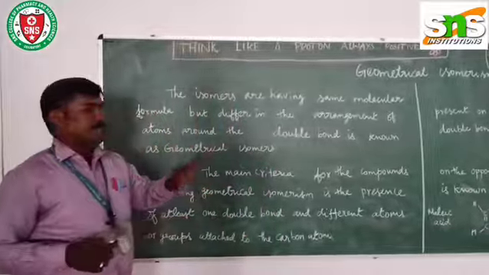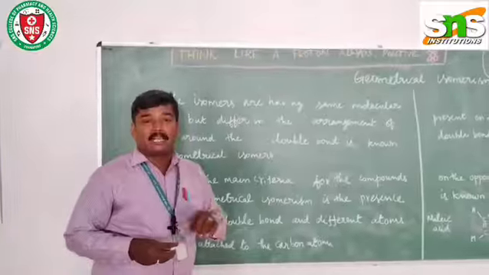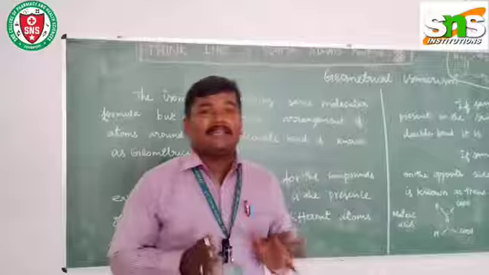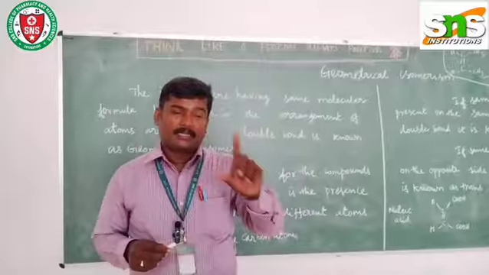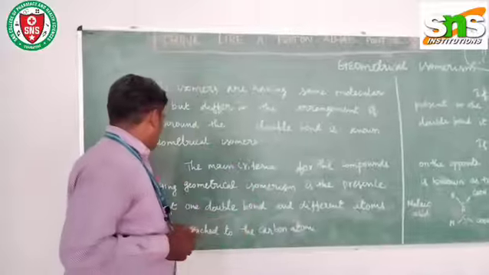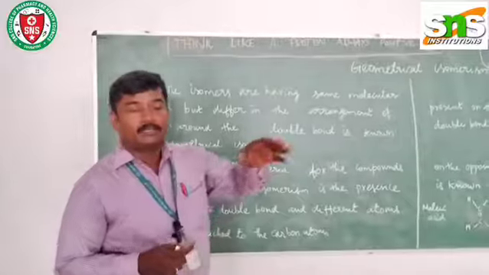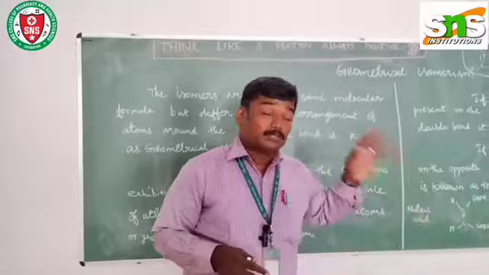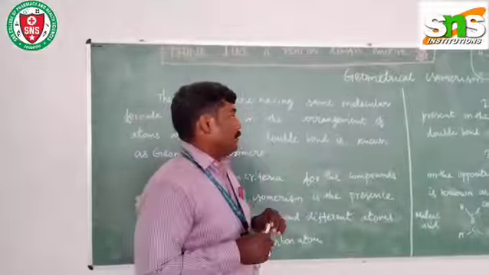The main criterion for a compound exhibiting geometrical isomerism is the presence of at least one double bond. So we have to know the main criteria for a compound exhibiting geometrical isomerism. It is the presence of at least one double bond, and different atoms or groups attached to the carbon atom. So groups or atoms will be attached to the carbon atom. This is the main criteria for a compound exhibiting geometrical isomerism.